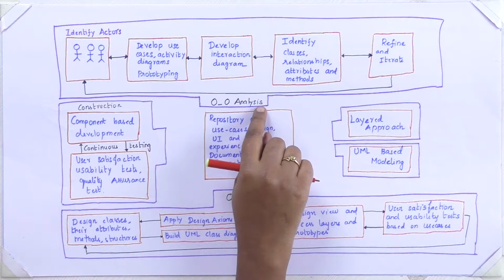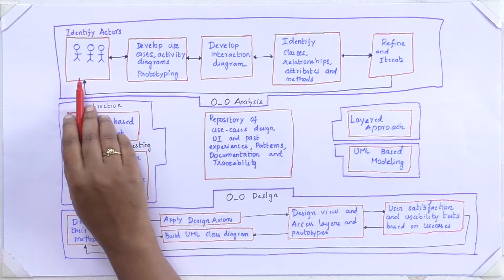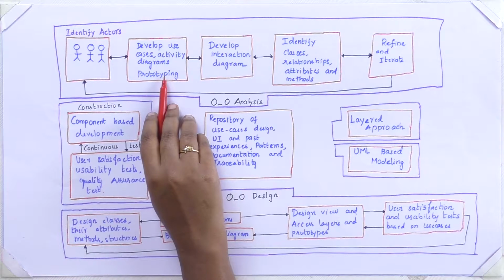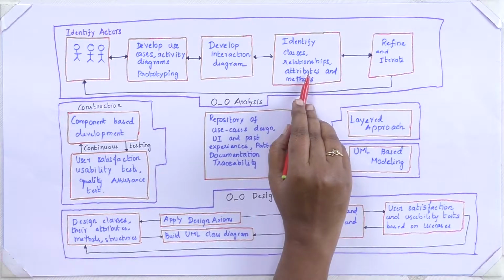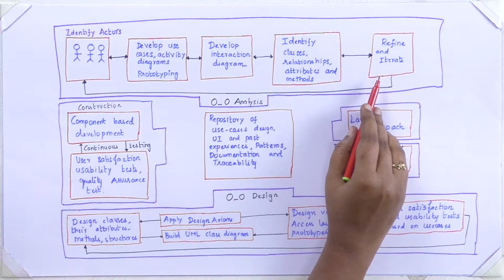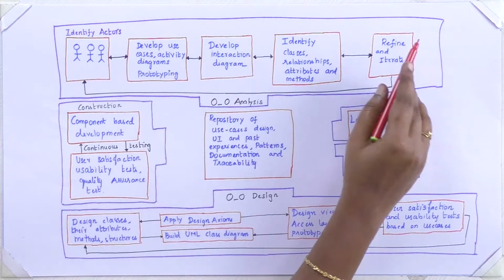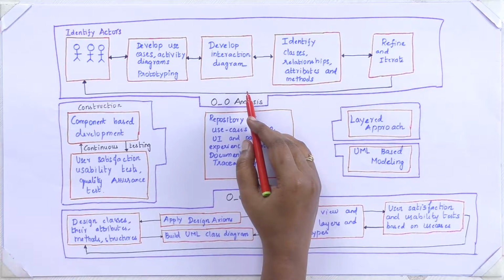So the OOAD analysis phase is the phase in which you will be identifying the actors first, and then you will be developing the activity diagram plus use cases, followed by the interaction diagram, then classes and their relationships. Then you will be refining and iterating these steps. So this is completed in OOAD analysis first.